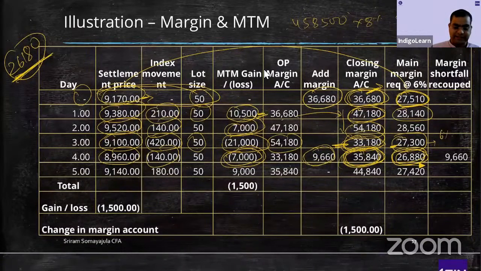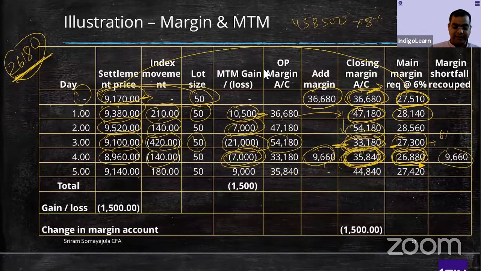How did I get 9,660? 35,840 minus 26,180, which is my margin account value. So the difference is 9,660. If I add this 9,660, it will come back to 35,840. Like that, you actually have to recoup the margin.